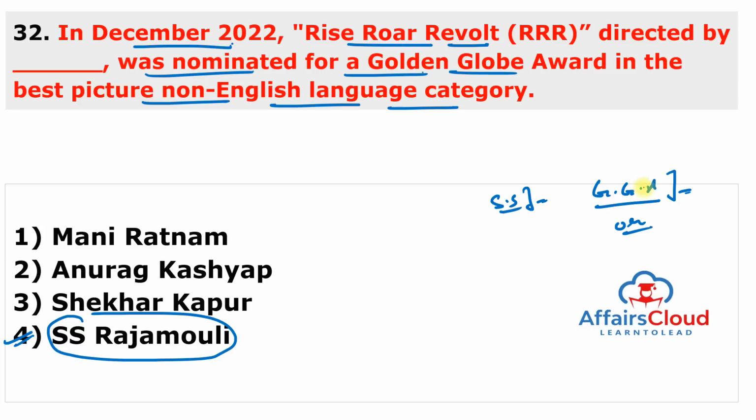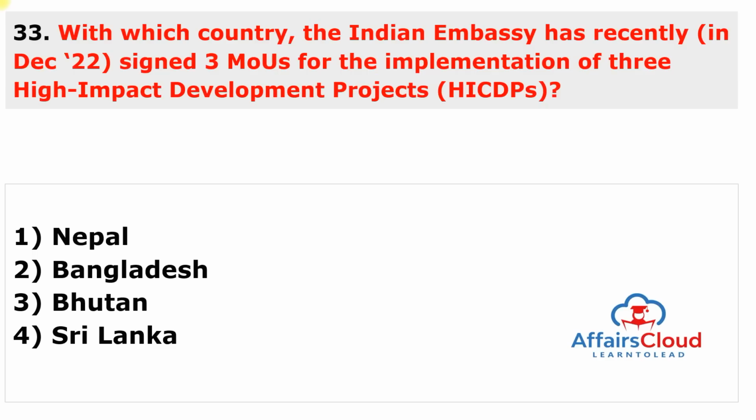In the Best Picture Non-English Language category, it will face off with the Korean romantic mystery film Decision to Leave, German anti-war drama All Quiet on the Western Front, Argentine historical drama Argentina, 1985, and the French-Dutch coming-of-age drama Close. Moving to next question.